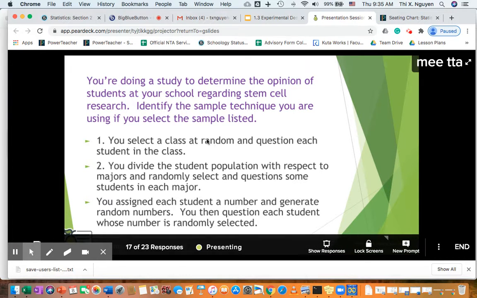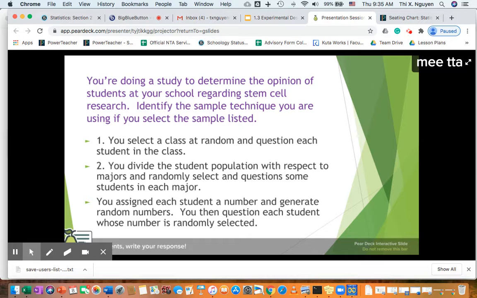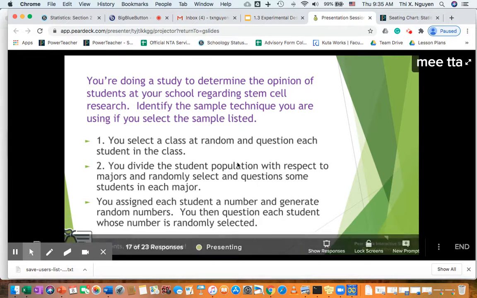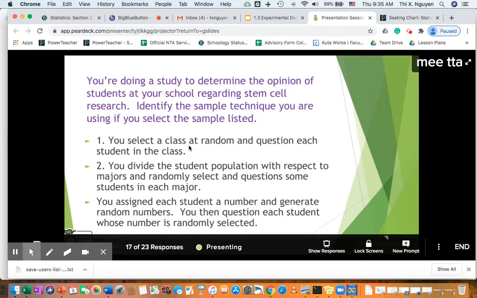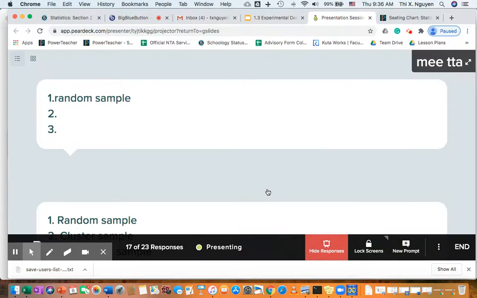However, you may think it's random because I underlined the word random. But if you put down cluster, for those who chose cluster, that is correct. Cluster is correct because you choose the entire class and you question all of them. So this is cluster. But if you say random, fine, I'm okay. I see a lot of you chose random because I underlined random, but it says you choose the entire class. They say a class, and you question each student. When I say each student, meaning the entire class, so this is more like cluster. So number 1, a cluster.